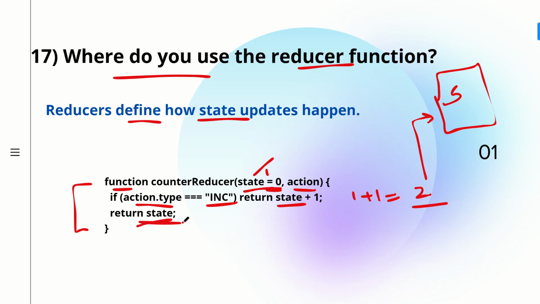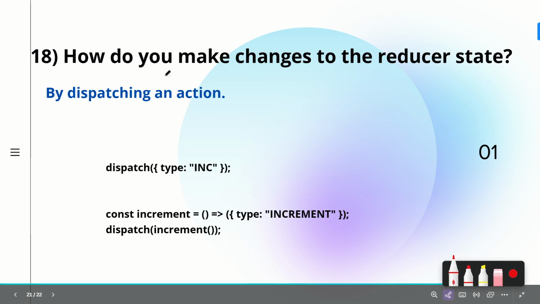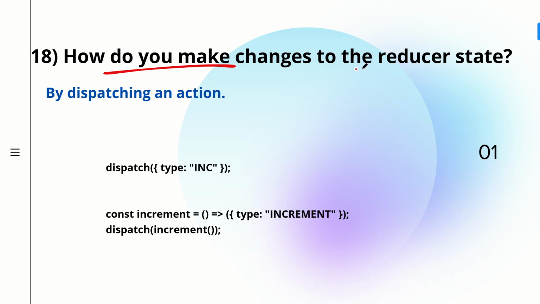So you're returning the state, and where will it be saved? Your state, the actual data, will be saved in your store. So this is how you use the reducer function. Now let's see our next question, that is how do you make changes to reducer state.